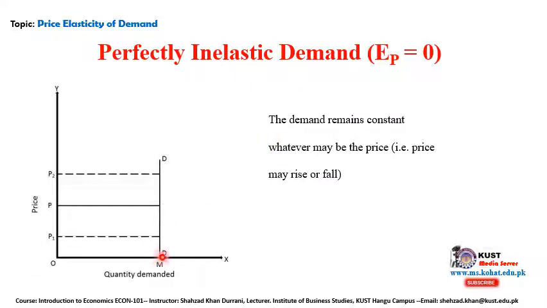Graphically, it can be represented as, for example, the demand here is constant. We cannot see an increase or decrease in the demand. Though there is stability in the price, then the price falls, then the price increases, the demand remains the same. So this is called the perfectly inelastic demand, where EP is equal to 0. And this means that the demand remains constant. There is no change in the demand, though the price is increasing or decreasing. So we call it the perfectly inelastic demand.